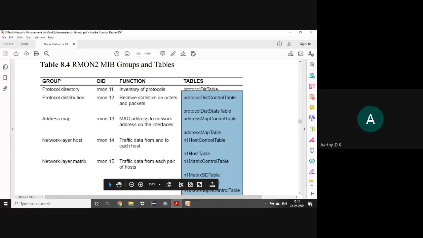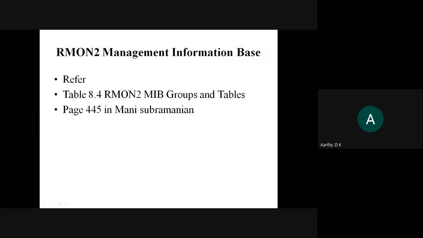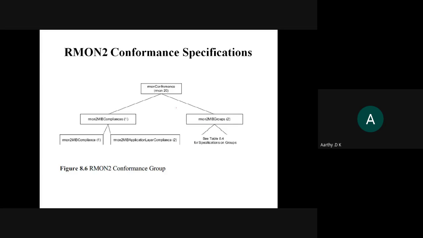This is just self-explanatory. You can go through it, and next is the conformance specification. We have Remote Monitoring 1 and 2, right? Whenever you have more than one version, your vendor should be capable of producing components such that they are capable of working with both versions. This conformance contains two sub-modules: MIB compliances and MIB groups. These groups we have already seen earlier.